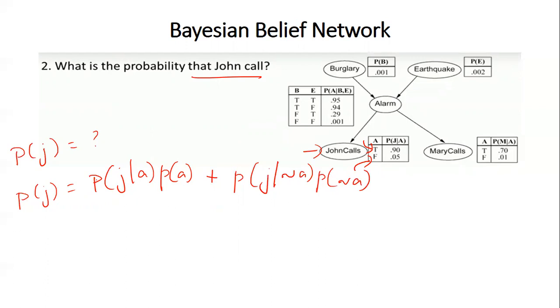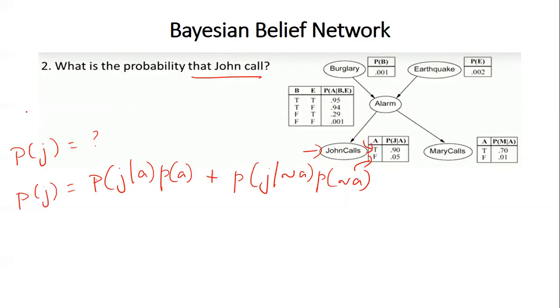Okay, so if there are 2-3 variables involved, then for all the variables you have to write like this. Okay, so that you should remember. If there are multiple variables involved, then for all those variables you have to write this type of equation. Say for example, probability of John calls actually depends on two parameters A and B, right?